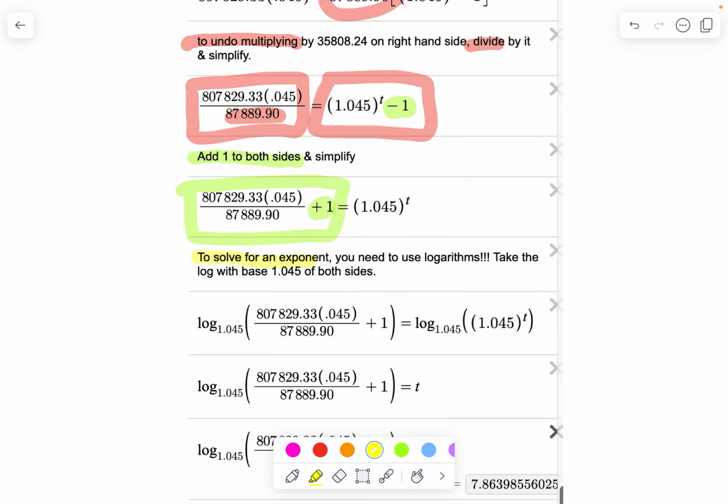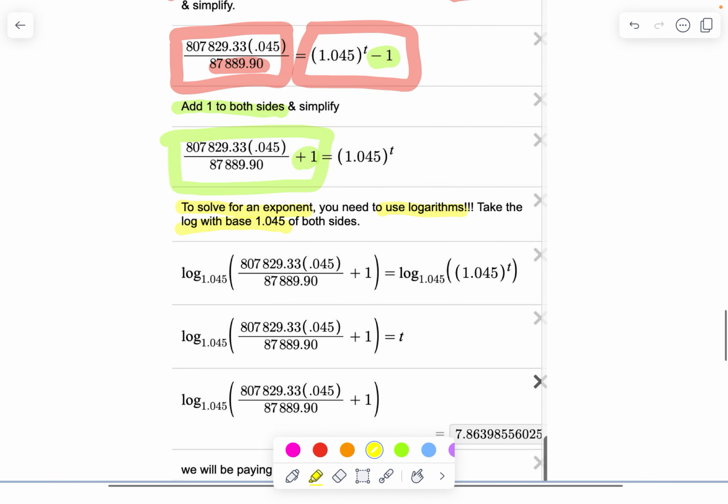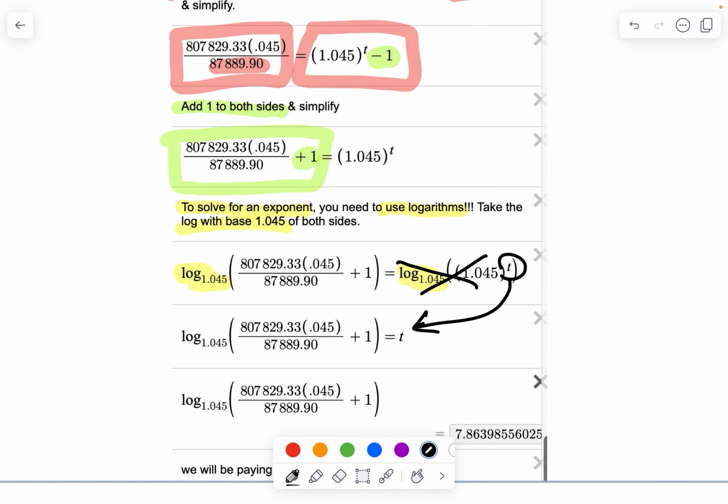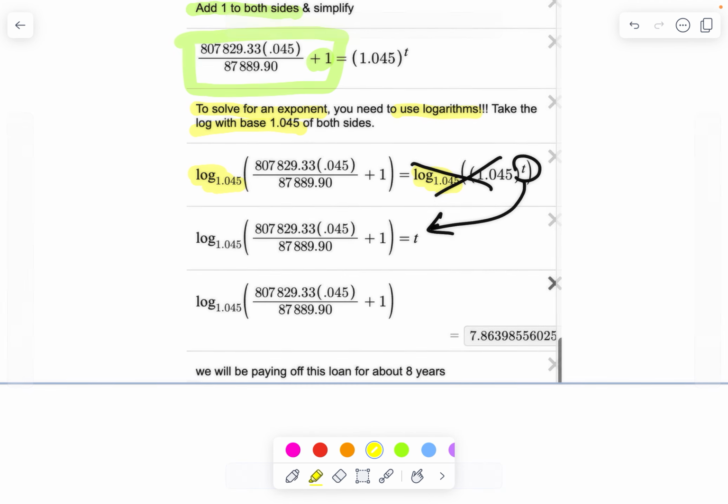Here I'm saying to solve for the exponent, I'm going to use logarithms. I'm going to have to take the log with base 1.045. Now you have to use the subscript on Desmos, but you'll see I literally showed it on both sides, kind of like I showed it on my work earlier. This side essentially gets completely simplified to just t, which is really nice. The left-hand side is the logarithm. Please make sure that you have the parentheses surrounding the entire argument. Everything goes inside the parentheses. And you'll see here that Desmos did this for me.